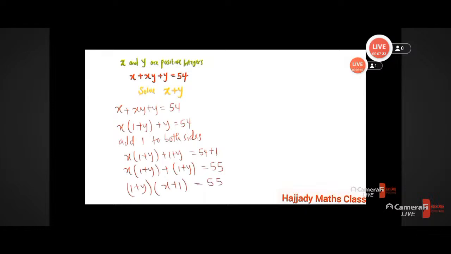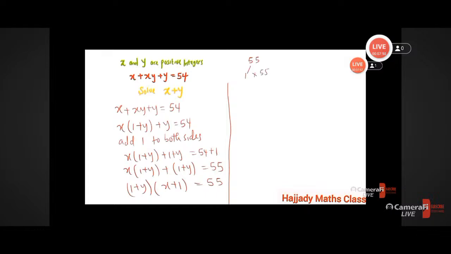Now solving this, forming a simultaneous equation from this, because looking at the factors of 55, we can say that 1 times 55 gives 55.